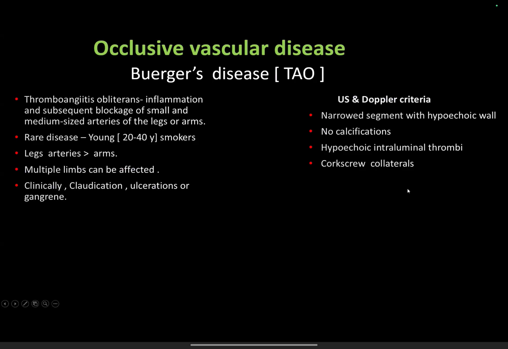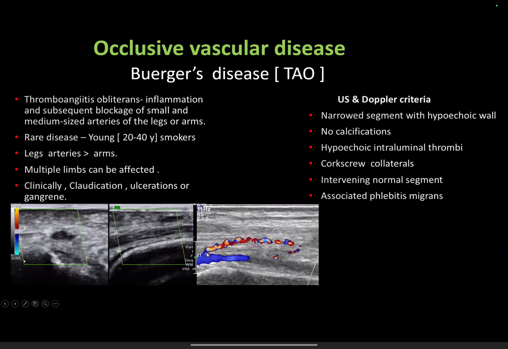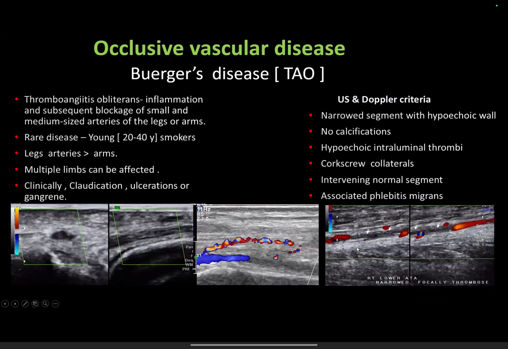These developed as corkscrew collaterals. There can be intervening normal segments of the vessels and associated phlebitis migrans. So this is how we can see a small narrowed artery with a tram-track sign, hypoechoic wall with very much narrowed lumen of the small artery. And when there is occlusion, there is abrupt onset of tortuous corkscrew collaterals, and there can be segmental involvement.